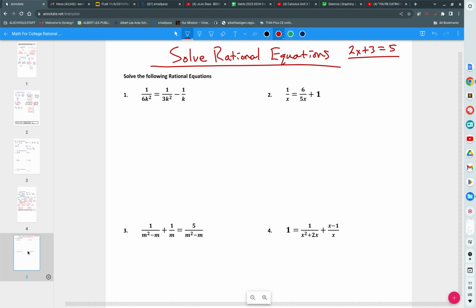Remember when equations looked like that? 2x plus 3 is equal to 5? Yeah. What's the answer? 1, right? Pretty easy to see that, isn't it? You could actually go through a guess and check process and see what that is.